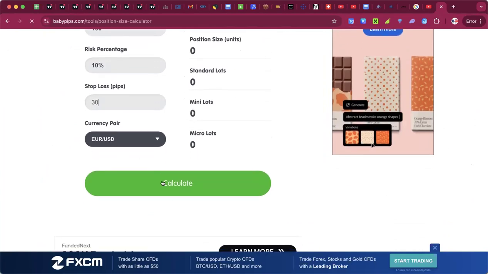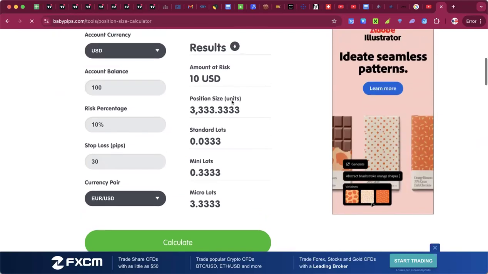Doesn't matter what instrument that is. Now say calculate. What this has done for you is you are telling it that I want to only risk $10 out of my $100. So I still save $90. Now it tells you what you can trade with, considering the number of pips for your stop loss. The lot size we can allow you to use is 0.0333. So logically, if you're using 0.01, that means you can open 3 positions. Then if you're using 0.02 and 0.013, you open 2 positions.